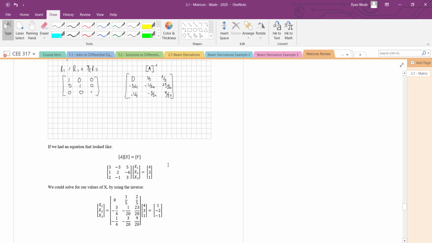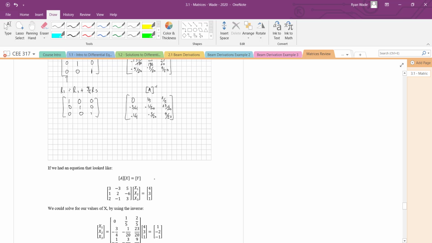But basically what we can do, we can use that. It's a really powerful tool because if I have something like this, where I've got my A times X plus Y. So in this case, let's just read off the first row here. It would be 3 times X1 minus 3X2 plus 5X3 is equal to 4, right? So all those together is one equation.